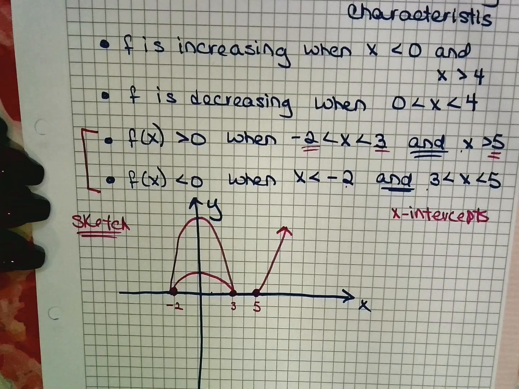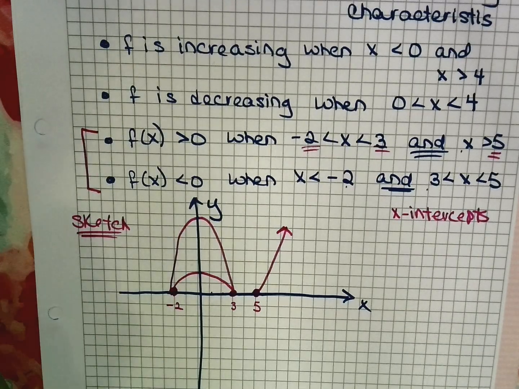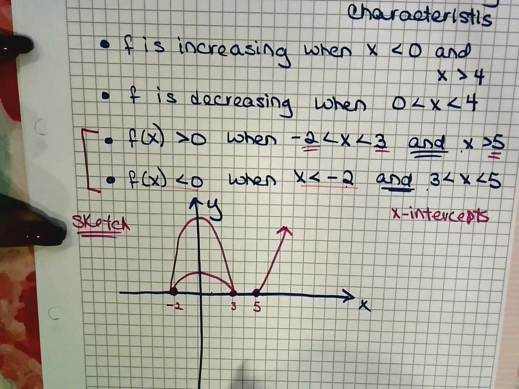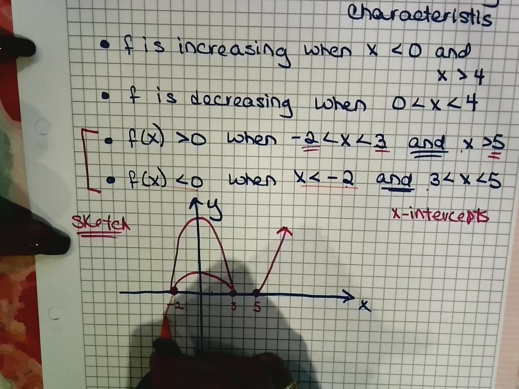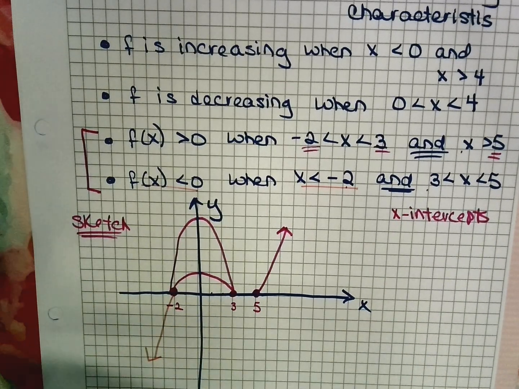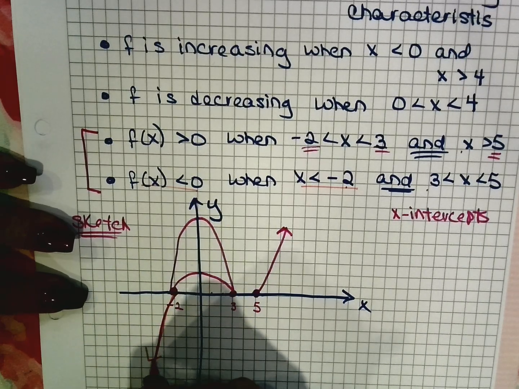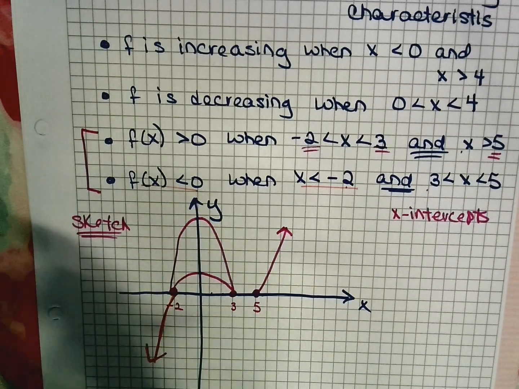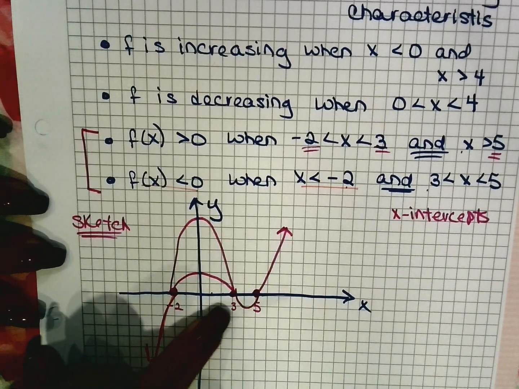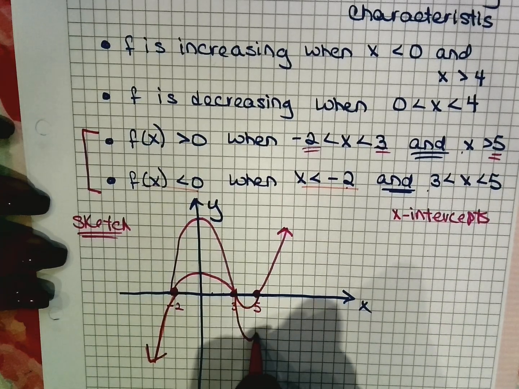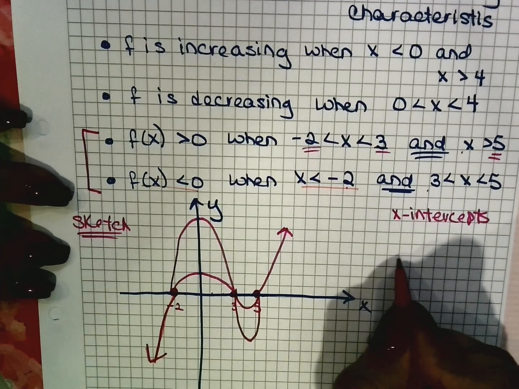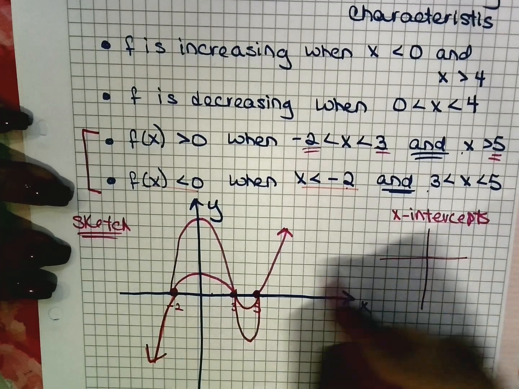Now, we know, because they tell us, that it is below the x-axis. It's going to be negative when x is less than negative 2. So that means the function is going that way. This is not a good pen, sorry about that. Let's try this one. And it's also negative between 3 and 5. So it is under the x-axis. Again, it could go like that, it could go like that. We have no idea. But we do have a general idea of what this looks like, right?